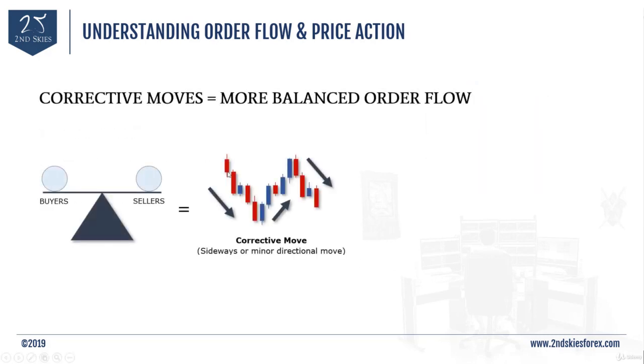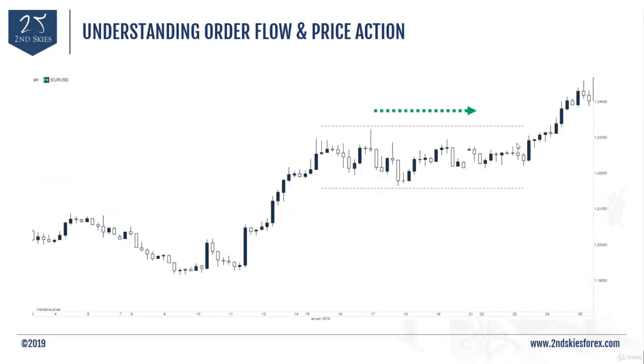Corrective moves, as we can see, are a big mix between bullish and bearish candles. It represents a kind of equilibrium between the buyers and sellers. And these tend to create much more sideways moves. So they're not bullish, they're not bearish. There's an equal balance between the buyers and sellers, and thus one direction is less likely to manifest.